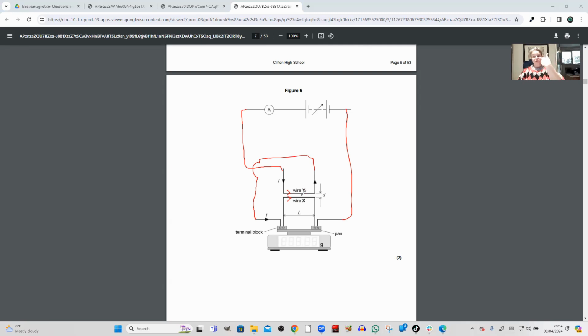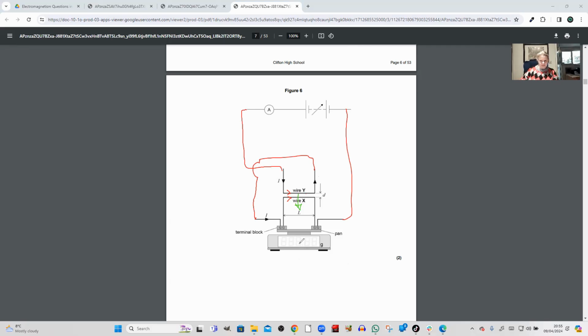So first finger's field is towards you. You've got to make it go towards you. Second finger's current's got to go to the right. So the top wire is going to feel a force downwards. And the bottom wire is going to feel an equal and opposite force upwards. Which means that the apparent mass is going to go down. So again, this is a Newton's third law problem, and that's how you do the direction on those.